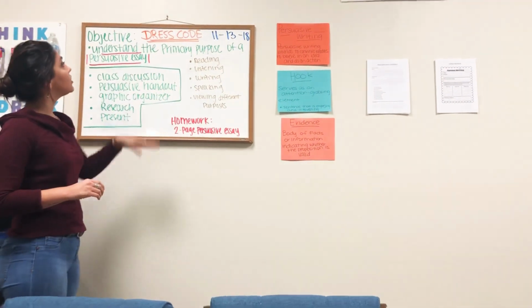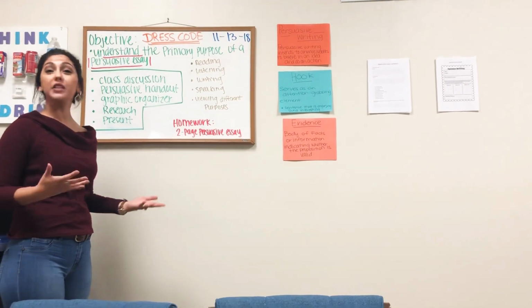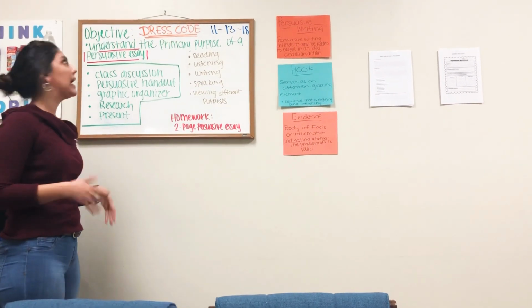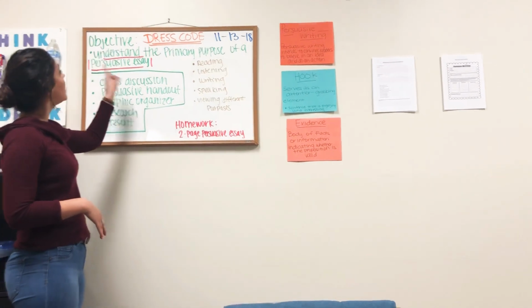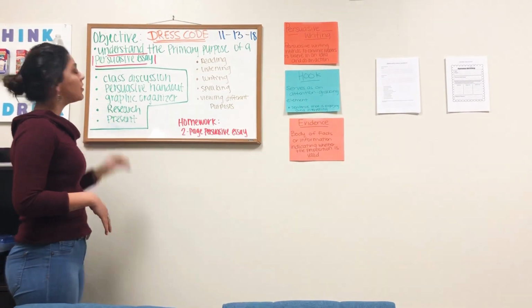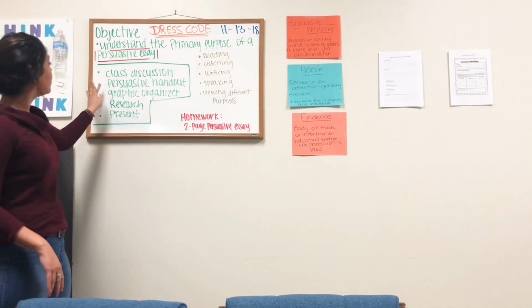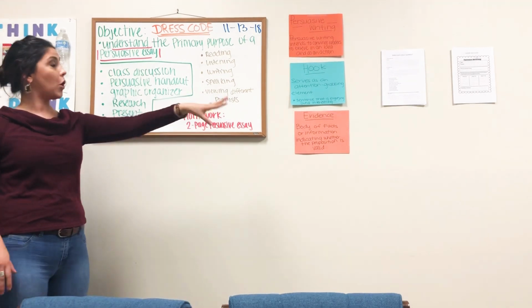Okay, so like I said, the topic is a dress code, and we're going to see how many of you are for or against dress code, and we're going to discuss it as a class. Okay, so the objective is to understand the primary purpose of a persuasive essay. The topics are the discussions that we're going to have in class. We're going to have a class discussion. We're going to have a persuasive essay handout, which we're going to go over today.